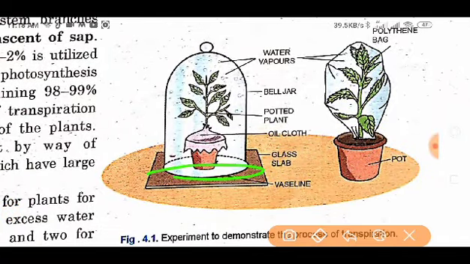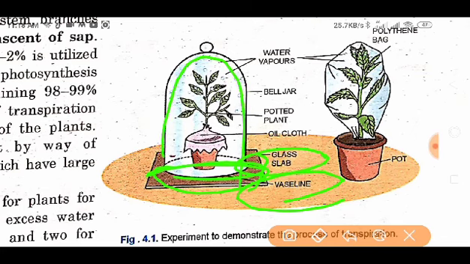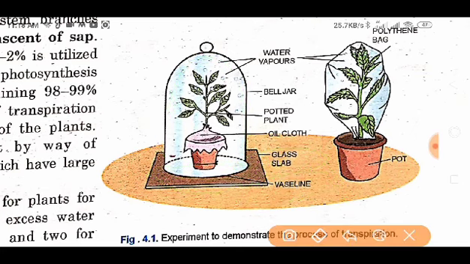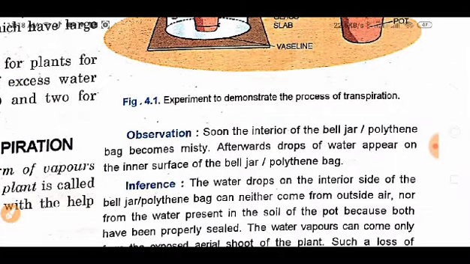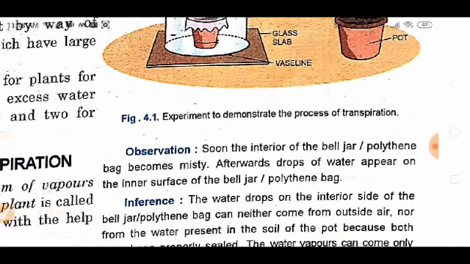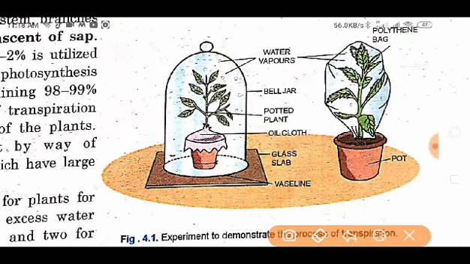Outside the pot you have to put Vaseline. Okay, this is the glass slab, outside this bell jar and a potted plant inside it. So now what you have to observe: soon the interior of the bell jar or polythene bag becomes misty. Afterwards, drops of water appear on the inner surface of bell jar or polythene bag. So you can see here are some drops of water.